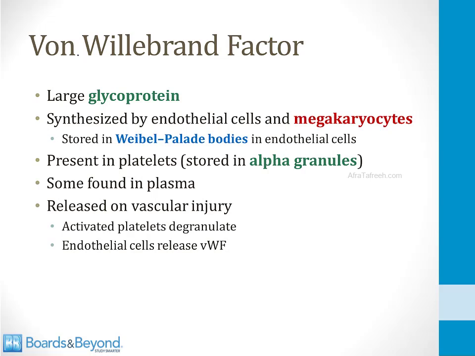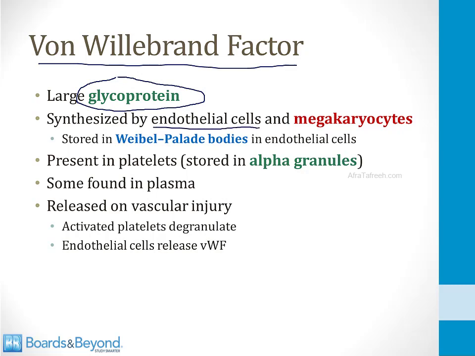Before we can talk about platelet adhesion, we have to talk about a very important substance called von Willebrand factor. Von Willebrand factor is a large glycoprotein, and it's synthesized by two important cell types. First are the endothelial cells, and second are the megakaryocytes. Now, because the megakaryocytes give rise to platelets, this means that you will find von Willebrand factor in platelets. It's stored in the alpha granules. We'll talk more about that later.